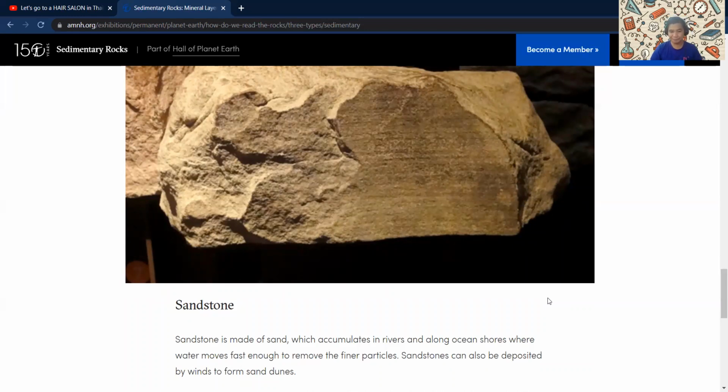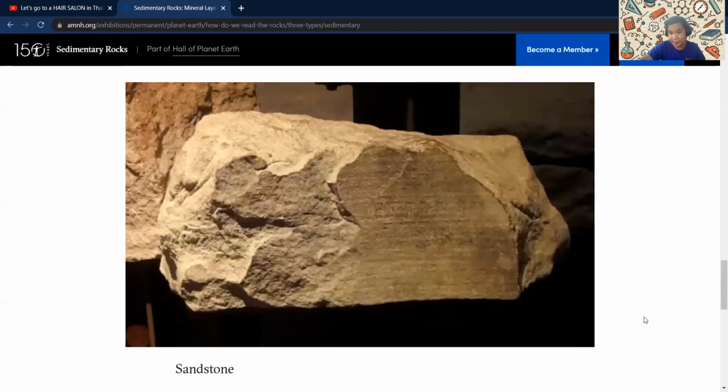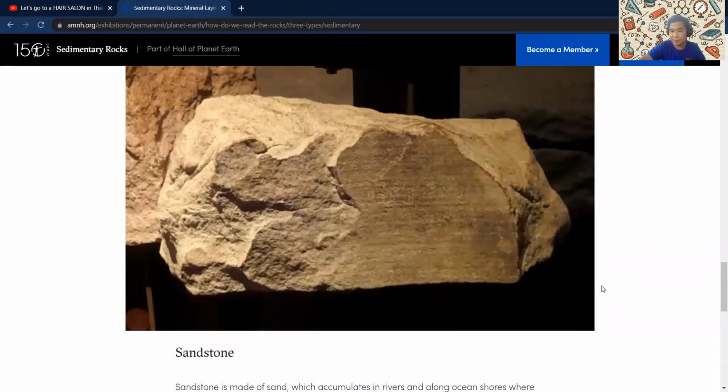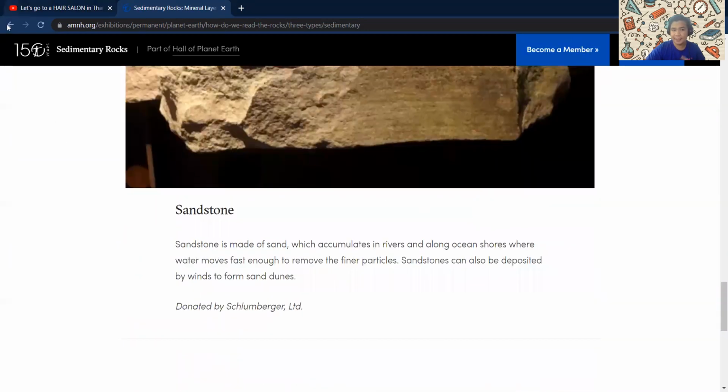Okay, now, sandstones are made near rivers or lakes where water moves fast enough to remove the finer particles. It is made up of sand and other types of sediments. When it dries up, it becomes hard. It becomes a sandstone. But when you try and break it, it will not be as hard as other rocks because at the end of the day, it's still made of sand. And that's here. Let's go back.